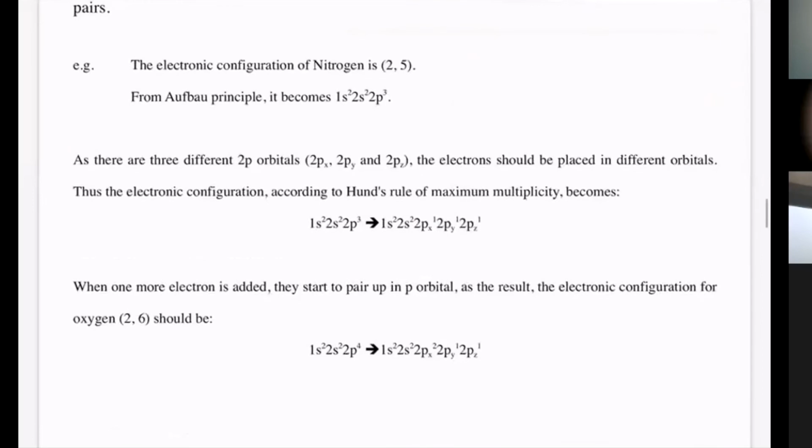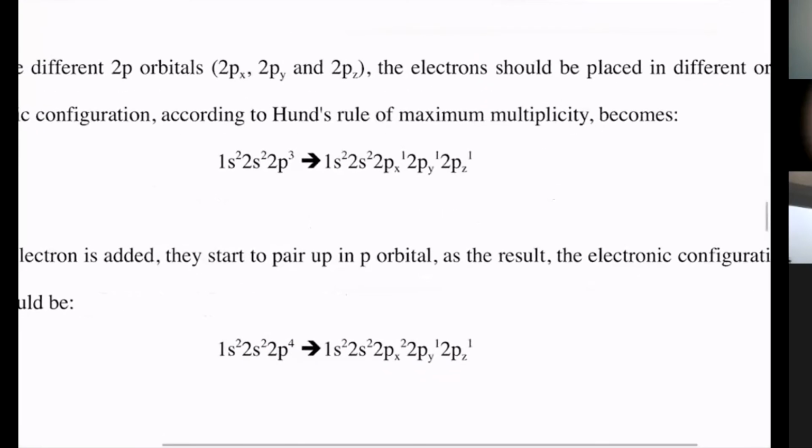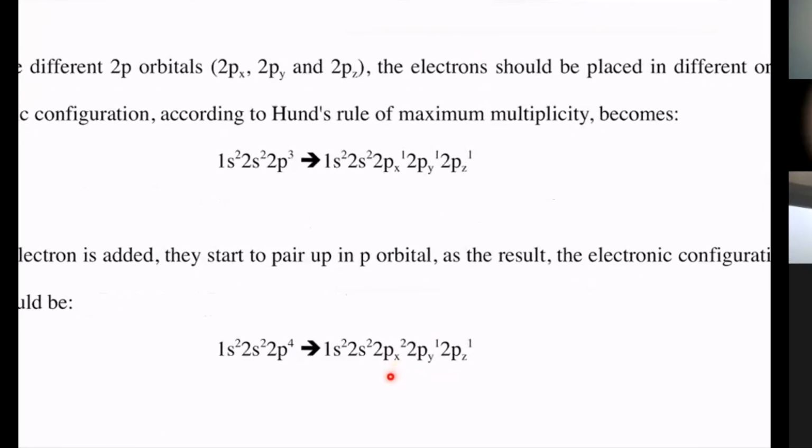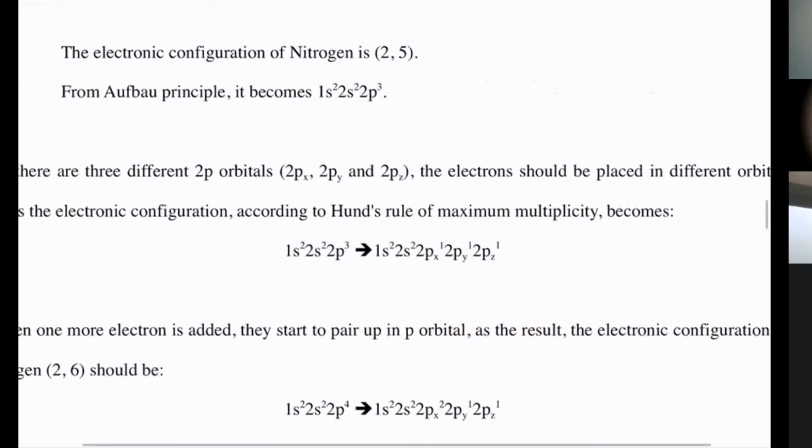Okay, but of course, if we have four electrons in the p subshell, we have to pair one with another electron. So we start to fill in one of them, for example here, px. So the sequence we do that is, again, we put one in px, one in py, one in pz, and the last one we start to pair up. So it's going to be 2px2. When we have no choice, then we put them together. Okay, so that's Hund's rule.